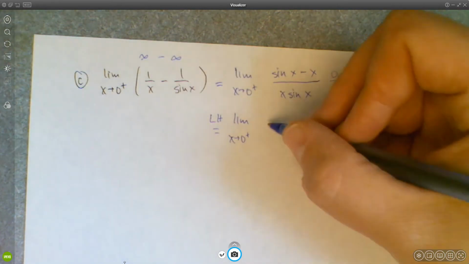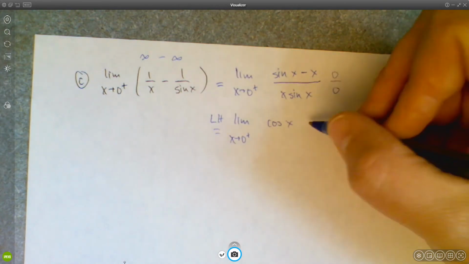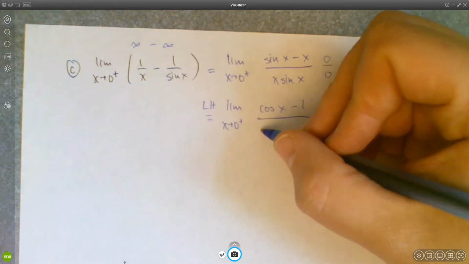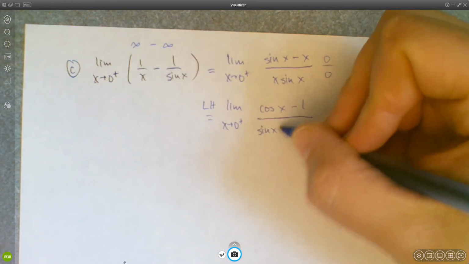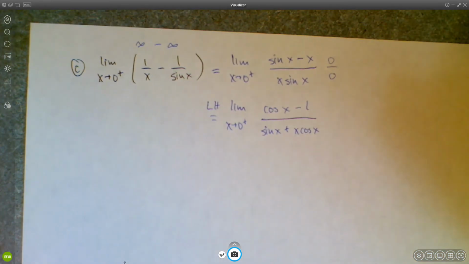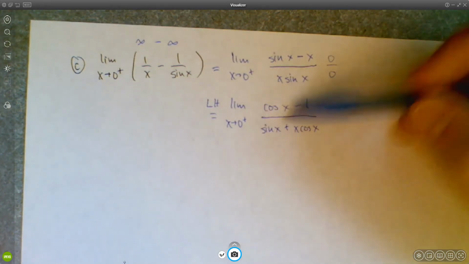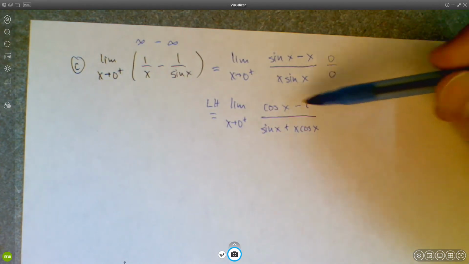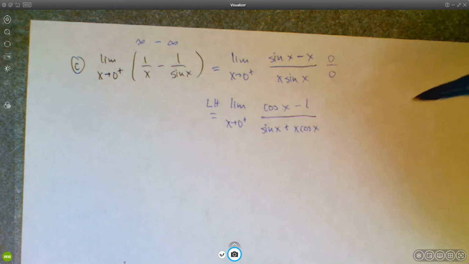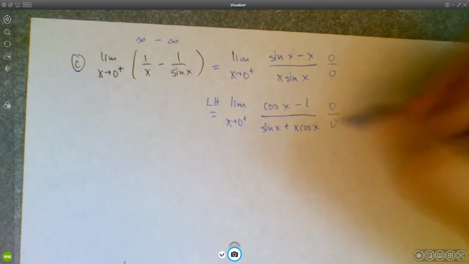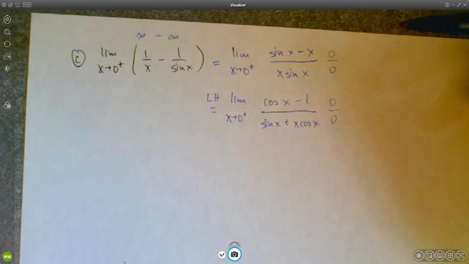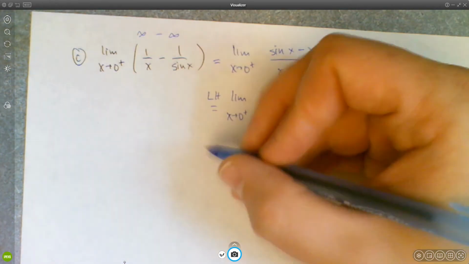Okay, derivative of sine is cosine. Derivative of x is 1. In the denominator, we'll have to use product rule. So it's the derivative of the first times the second, plus the first times the derivative of the second. Okay, what do we get when we plug in 0 now? Cosine 0 is 1. 1 minus 1 is 0. In the denominator, we're going to get 0 plus 0 times 1, which is 0. So it's 0 over 0 again. Okay, well, that's alright. We'll use L'Hôpital again.